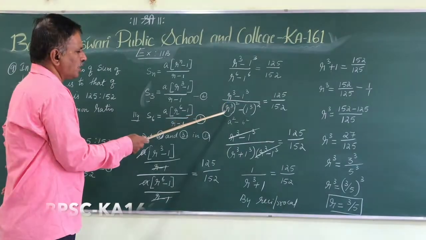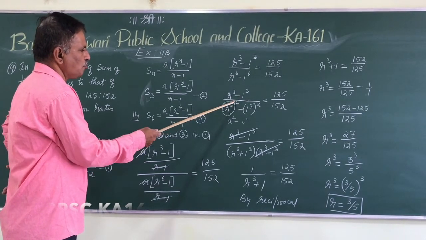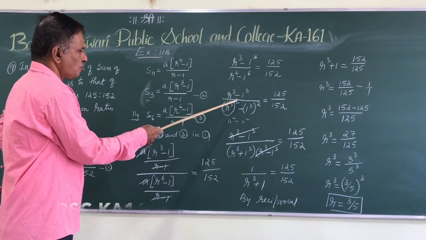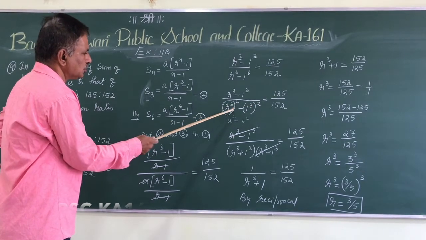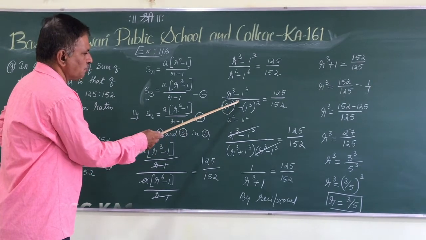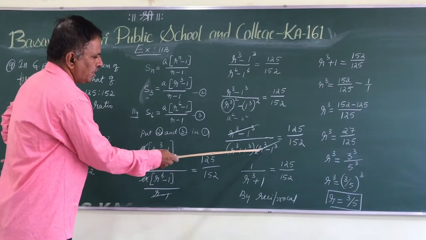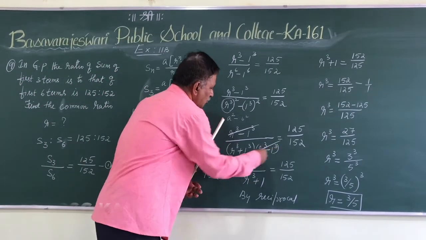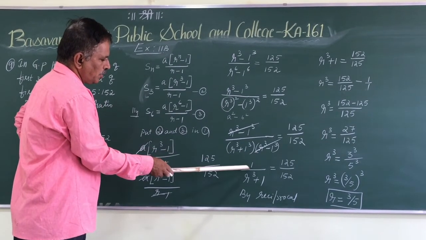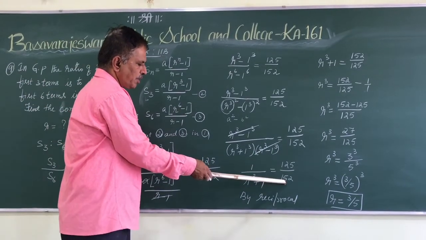r to the power of 6 can be written as r cube whole square, or r square whole cube. For us the convenient one is r cube whole square. Here also 1 cube whole square. So r cube whole square and 1 cube whole square. So this r cube I can take as a, 1 cube I can take as b. So therefore I will get the formula a square minus b square, which is (a plus b)(a minus b). The numerator will cancel with one term of the denominator, so that I will get 1 divided by r cube plus 1 cube, which can be written as 1, which is equal to 125 divided by 152.